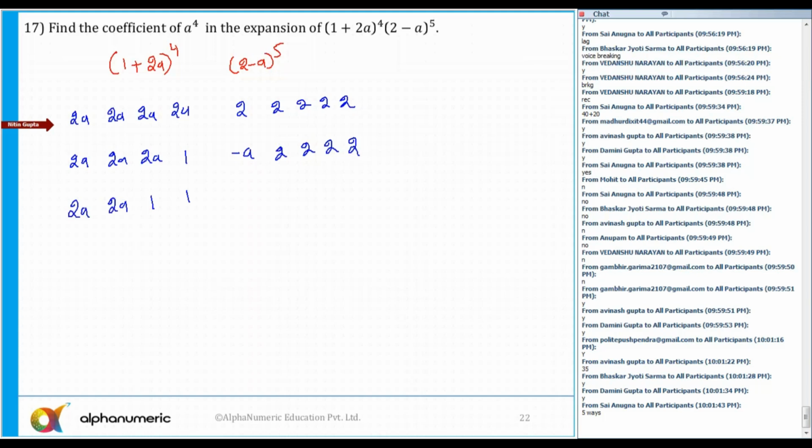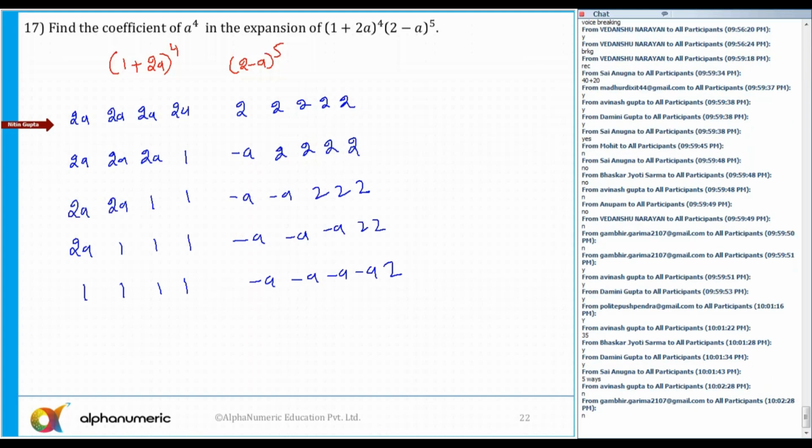So from here, I can say this will be equal to minus a, 2, 2, and 2. All right. Or I can say that is 2a, 1, 1, 1, and I can say minus a, minus a, minus a, 2, and 2. Or I can say take 1, 1, 1, 1 from here, and minus a, minus a, minus a, minus a, and 2. Any other possibilities? Please tell me now, all of you.